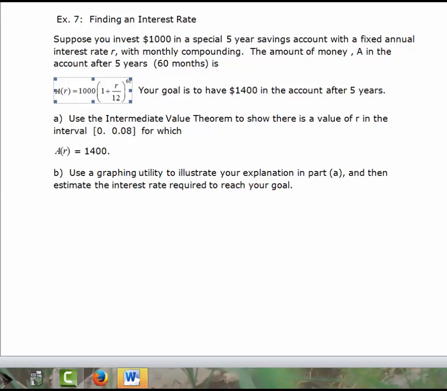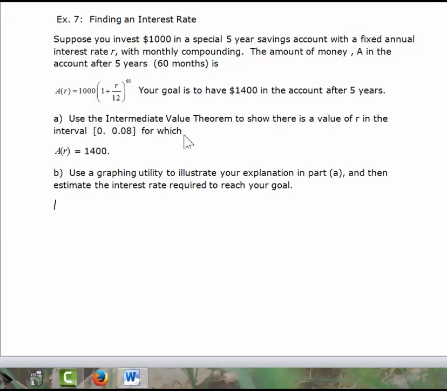We start off with investing $1,000 in a 5-year savings account with a fixed annual interest rate R with monthly compounding. The amount of money A in the account after 5 years, or 60 months, is the following. A of R equals 1,000 times (1 plus R over 12) to the 60th. This is based on the formula for compound interest. And our goal is to have $1,400 in the account after 5 years.